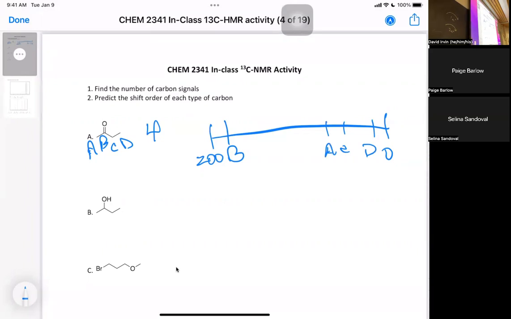You can also look back at the table for shifts just to make sure you got your shifts going on.